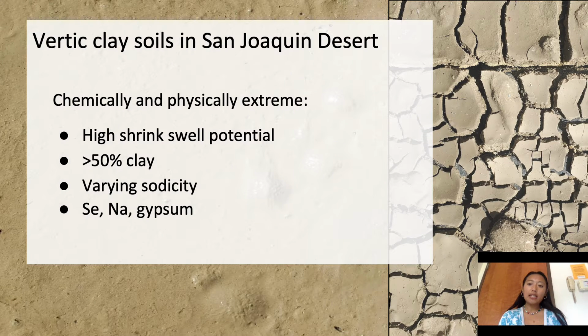All the species in the study are endemic to or found on Vertic clay soils. Vertic clay soils have high shrink swell potential. This makes Vertic clay very physically extreme for plant roots. In the San Joaquin Desert, where our study species are found, these soils have over 50% clay with varying sodicity, and they often have high levels of selenium, sodium, and gypsum, which make it chemically harsh as well.